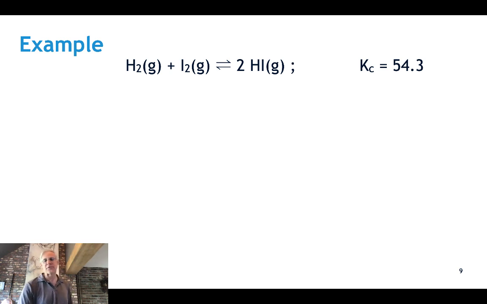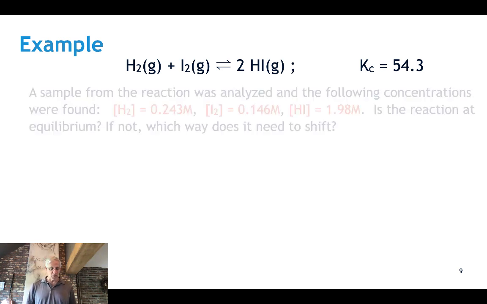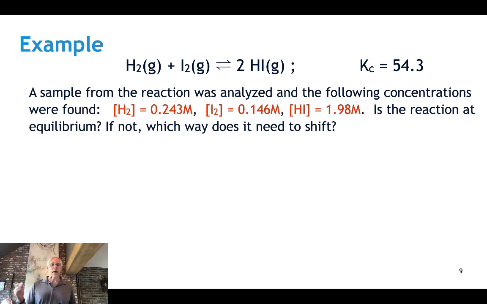So we have H2 plus I2 goes to 2HI. It has an equilibrium constant of 54.3. Where did I find that? I looked it up. I went to a table and I looked up what is the equilibrium value of this particular reaction at a particular temperature, and it's 54.3. So I do a reaction and I pull out a sample at some point during the reaction. I don't know if it's at equilibrium or not, but I want to know if it's at equilibrium. So when I analyze the sample that I took out, I find I have a concentration of H2 at 0.243, I2 is 0.146, and HI is 1.98 molar.